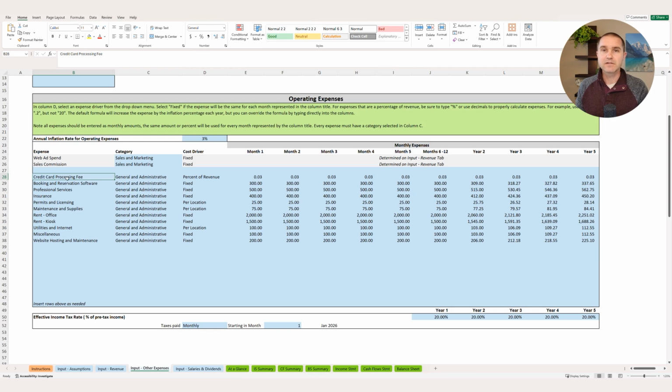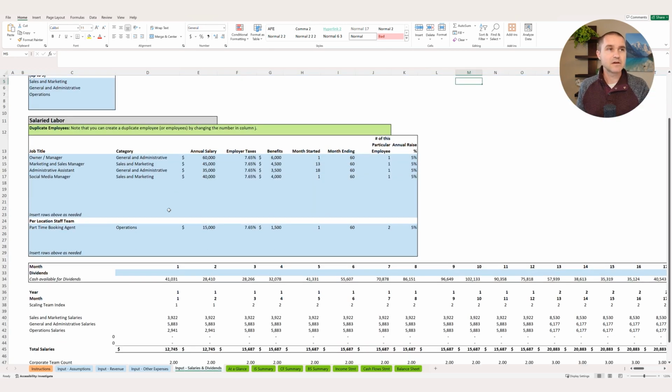One, you're probably going to have expenses that are a percentage of revenue. So from this dropdown, you can set a percentage of revenue here. And we set that up as 3% or 0.03, 3% of total revenue would be your credit card processing fee. Some of your expenses are going to be fixed, like maybe your insurance is $400 a month. Maybe you have different per location expenses. So you can set that up. You can have rent for an office, rent for a kiosk location that you're selling out of.